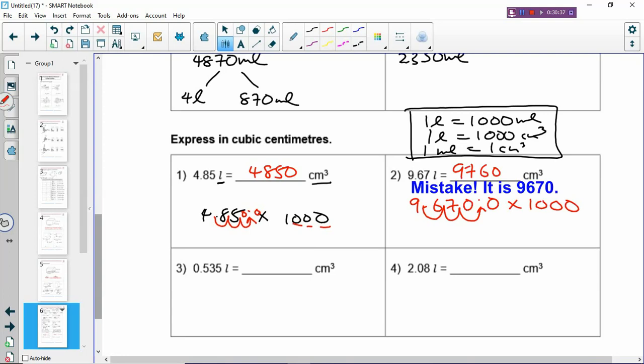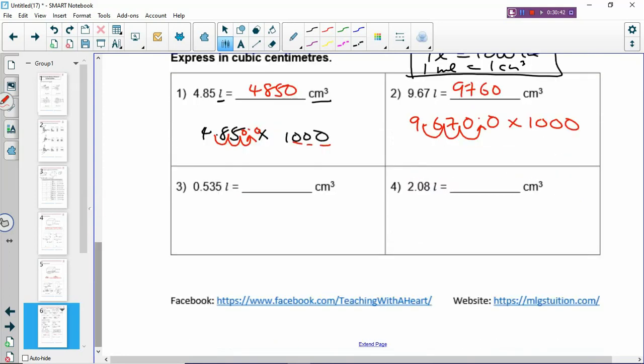9,760 cm cube. Okay? Alright, let's look at a few more examples. So 0.535 liters is how many cm cube? So you shift the decimal point to the right 3 times. 1, 2, and 3. Okay? So what do you put on the arrowhead? Which is the decimal point and 0. So you have 535.0. So you just have to write 535. No need to write the 0 because it's the same.